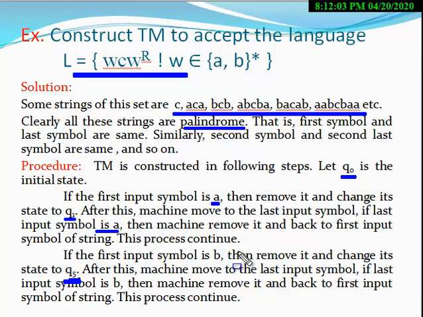Similarly, the machine checks whether the tape symbol is B. If the tape symbol B appears, the machine goes to the state Q5. At Q5, the machine moves to the right direction. As soon as the last symbol is B, again the machine removes the symbol B and moves to the left direction. So this process continues till all the input string before C is eliminated.